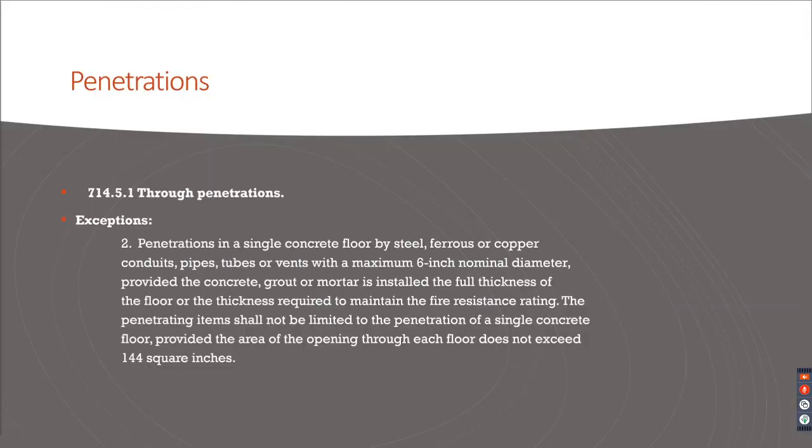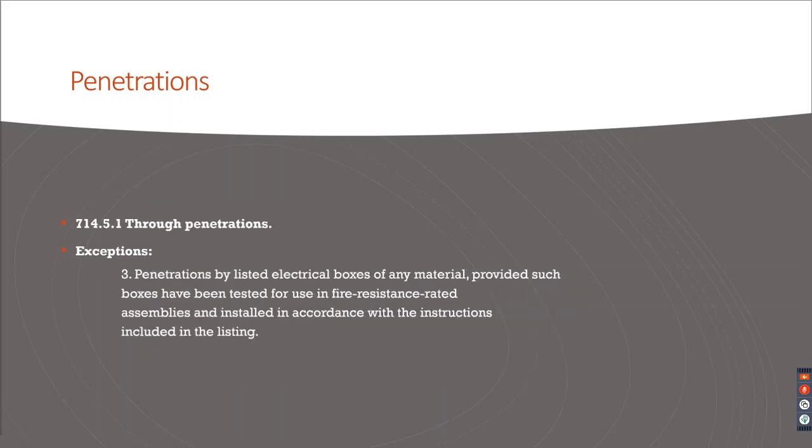And then exception number 2. I'm not going to read all that through. Just read it. If you've got a horizontal assembly and you've got these types of materials, and then the maximum diameter, just make sure you're in the right exception for the material that you have and the size of that opening.